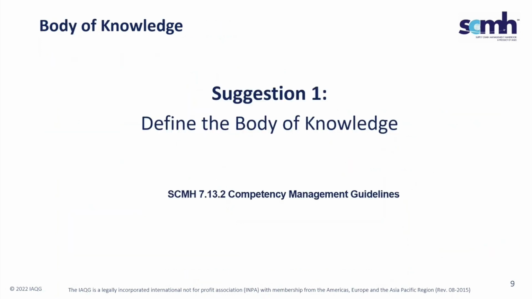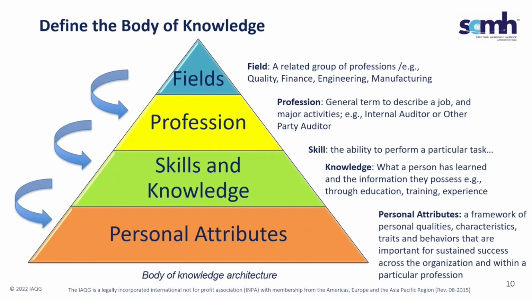So the first suggestion is to define the body of knowledge. For that, the advice is to determine per field the professions. For instance, in the field of quality, you can have auditor or program quality manager. And for a dedicated profession, to list the required skills and knowledge and to conclude with the personal attributes.